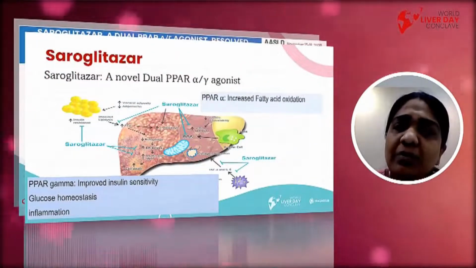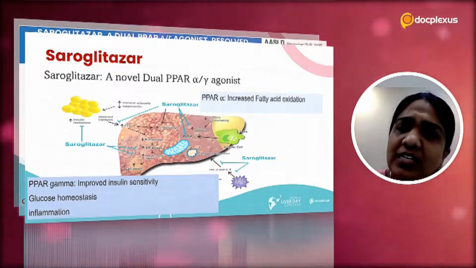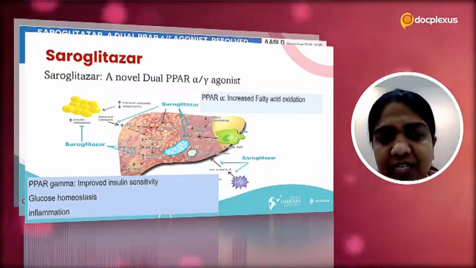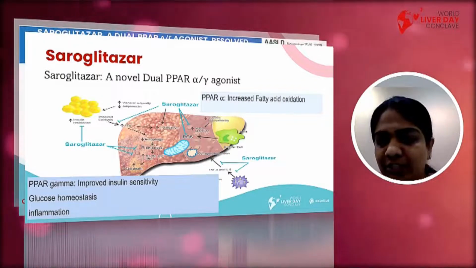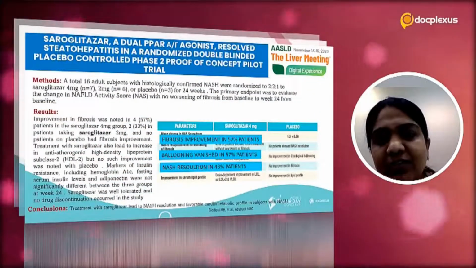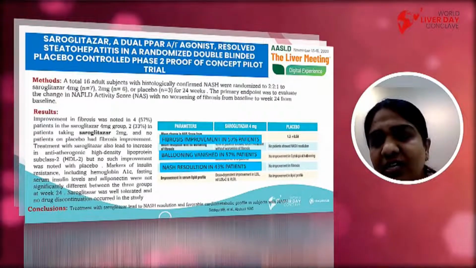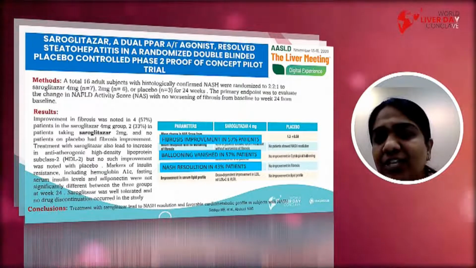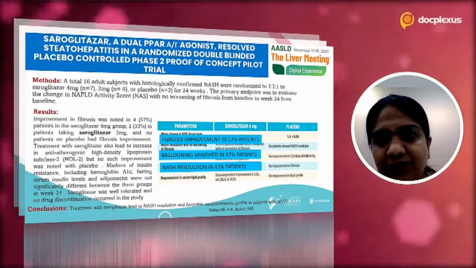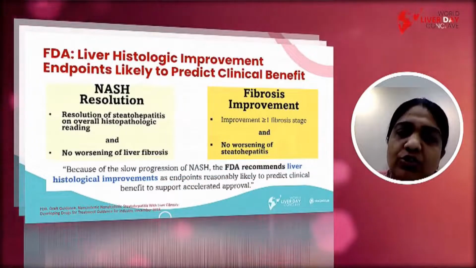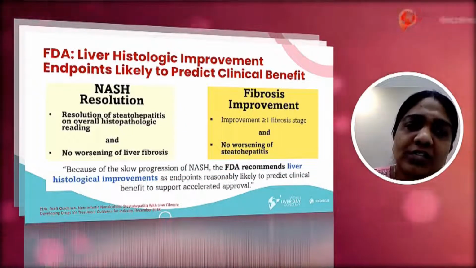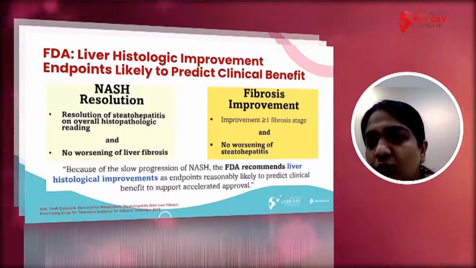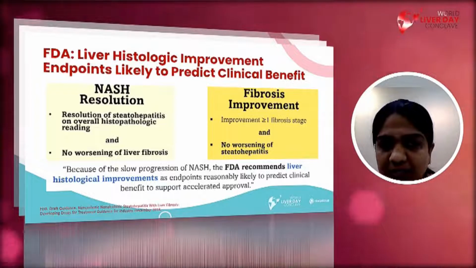So it's a dual PPAR alpha gamma agonist. The action of alpha is on increased fatty acid oxidation, and the PPAR gamma works on improved insulin sensitivity, increased glucose homeostasis, and decreased inflammation. So various studies were done which showed that with saroglitazar 4 milligrams per day, there is improvement in the fibrosis score, there is decreased ballooning, and there is NASH resolution in a significant number of patients. What is NASH resolution? Resolution of steatohepatitis on overall histopathological reading with no worsening of liver fibrosis. Fibrosis improvement is when there is improvement of more than one stage of fibrosis and there is no worsening of steatohepatitis.